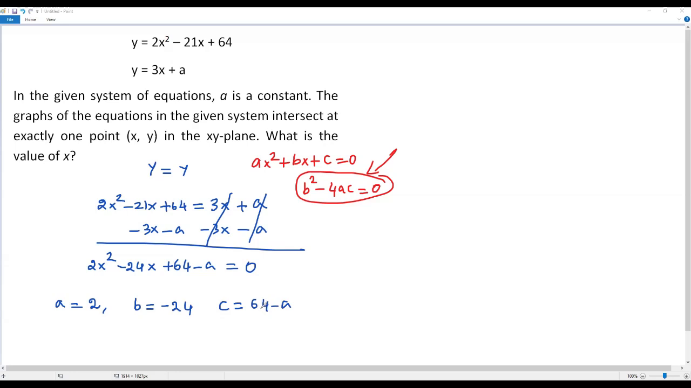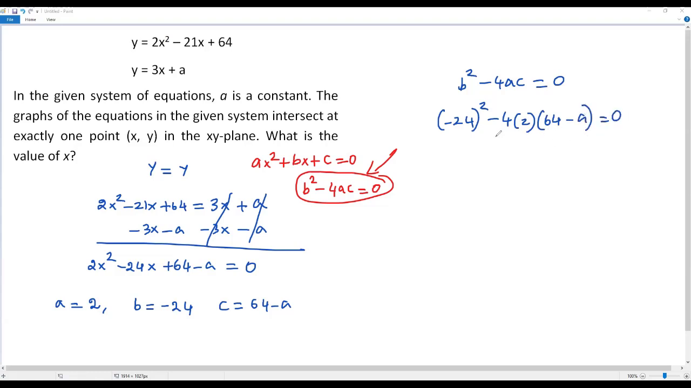Okay, so already we have discussed that the quadratic equation over here must have only one solution. So the discriminant b squared minus 4ac must be 0. So now let's plug in the values. The value of b is negative 24, the whole squared, minus 4 times the value of a, which is 2, times the value of c, which is 64 minus a, equals 0.